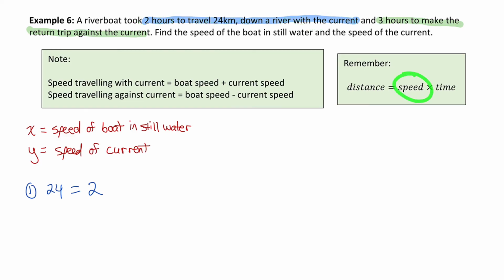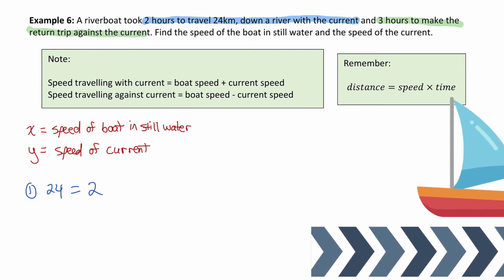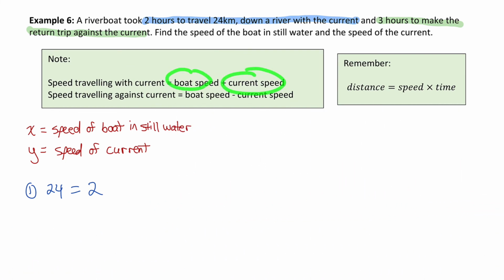When it takes 2 hours to travel 24 kilometers, the boat is traveling with the current. So the speed will be the speed of the boat traveling with the current, which will be the speed of the boat in still water plus the speed of the current, right? The current is going to help speed up the boat. Someone watching from the shore will see the sum of those two speeds. So I can add x and y together, the speed of the boat in still water plus the speed of the current, which will give me the total speed of the boat with the current for this section of the trip. So I can set my speed to x plus y.